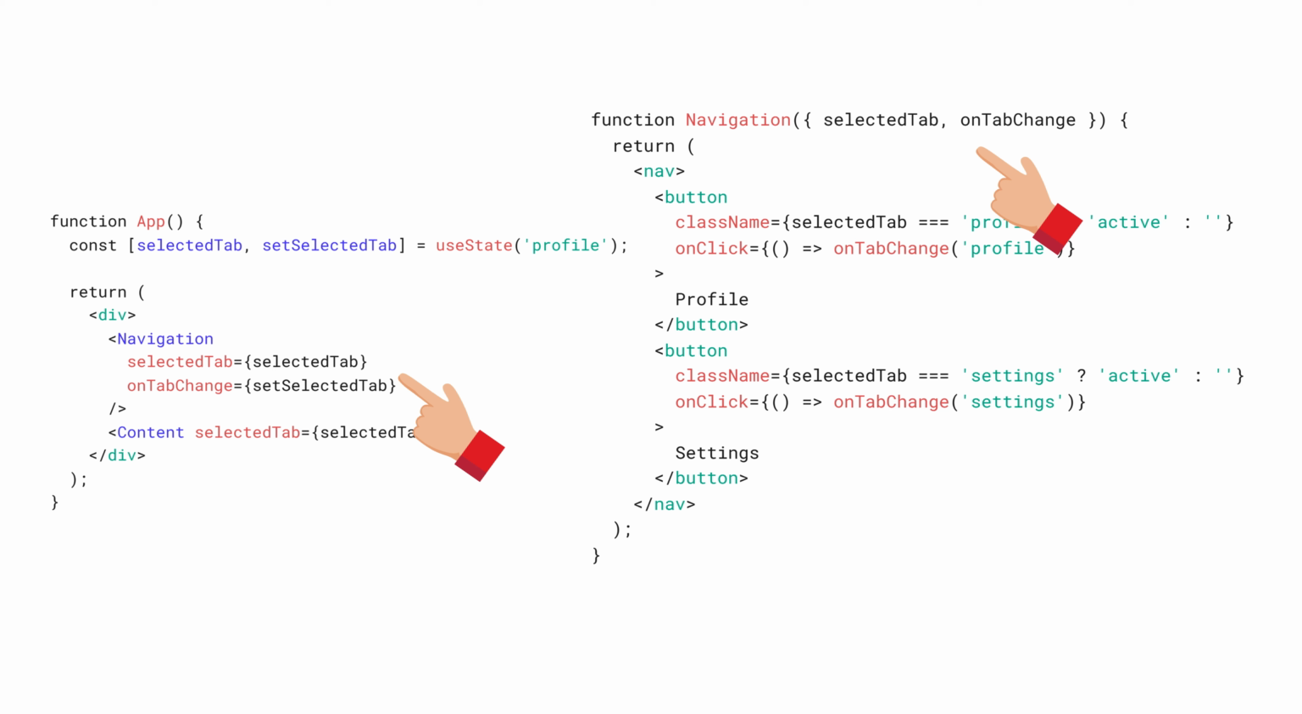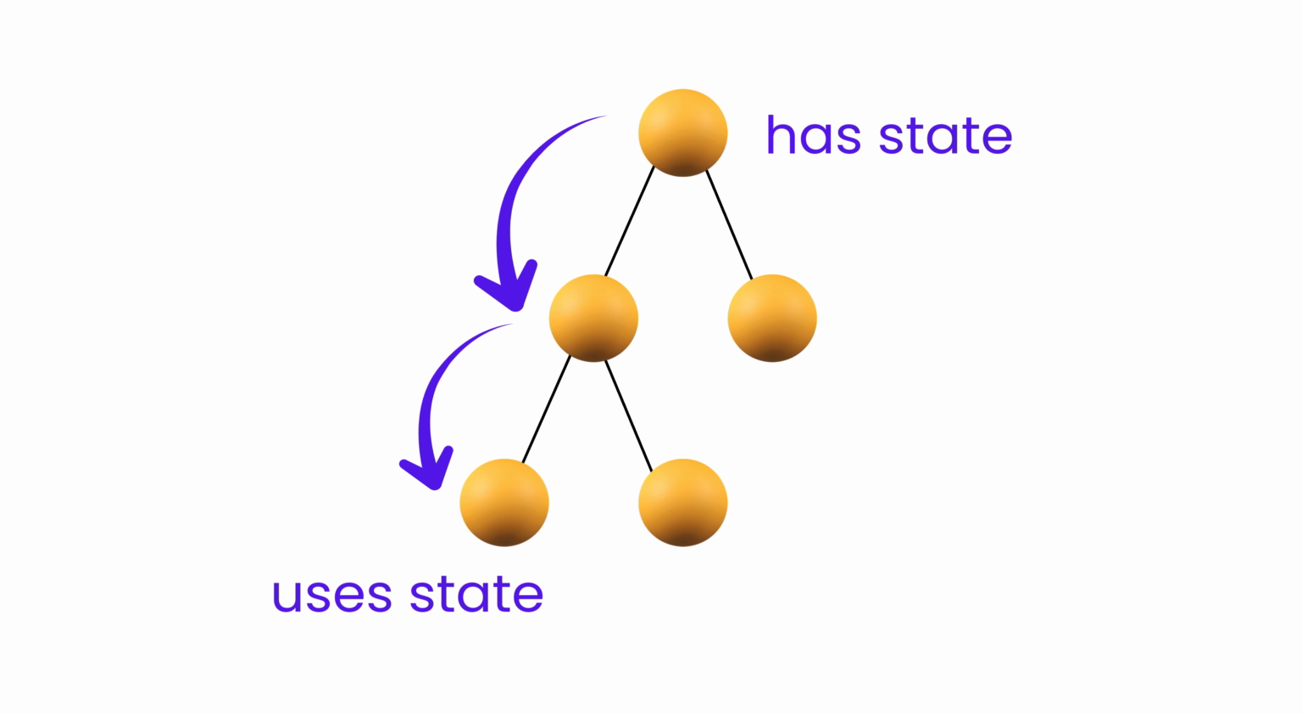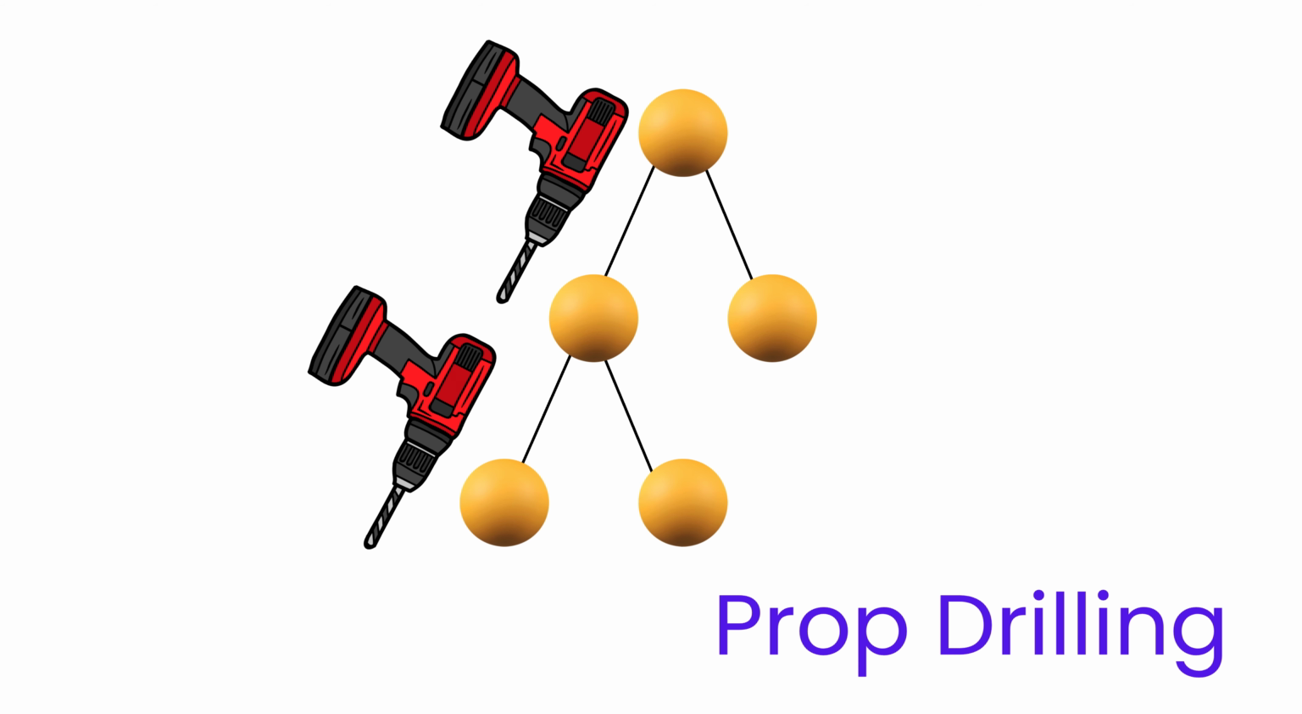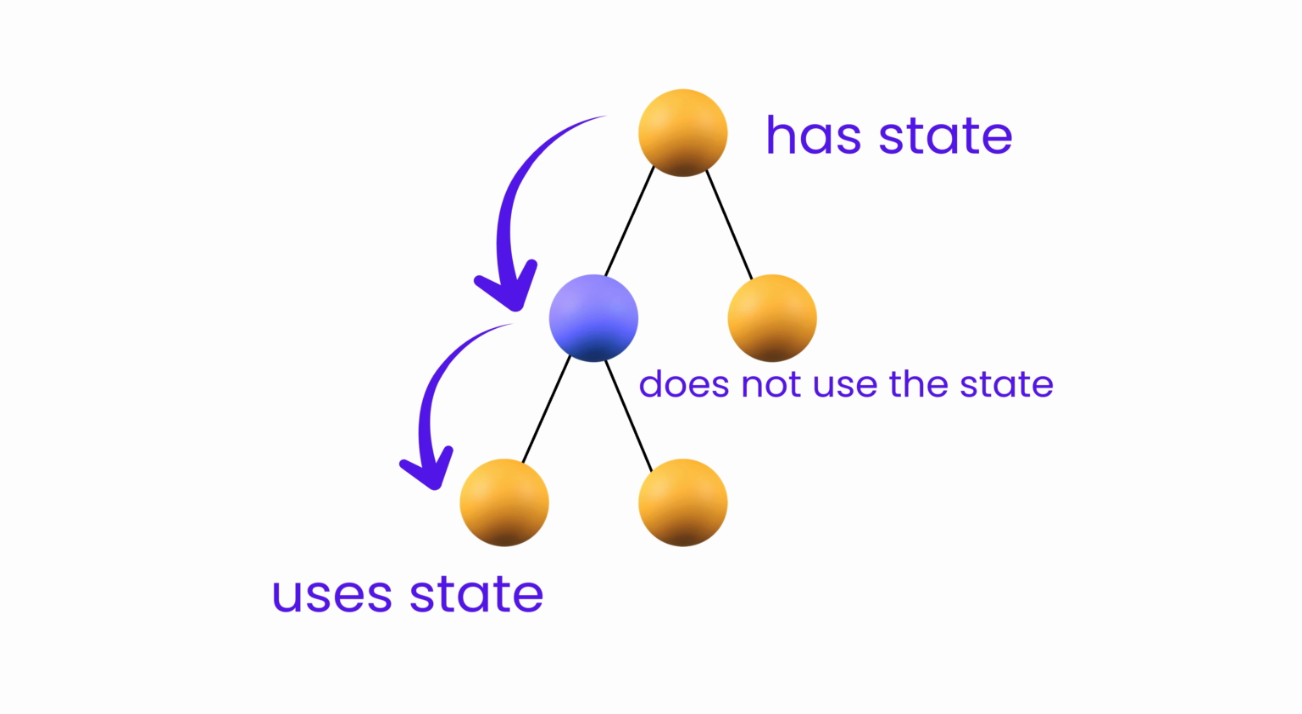Now here's where things get tricky. And this is a problem every React developer runs into eventually. What happens when you need to share data between components that are deeply nested or far apart in your component tree? This brings us to something called prop drilling. Prop drilling occurs when you need to pass data through multiple layers of components, even when some of those intermediate components don't actually use that data.